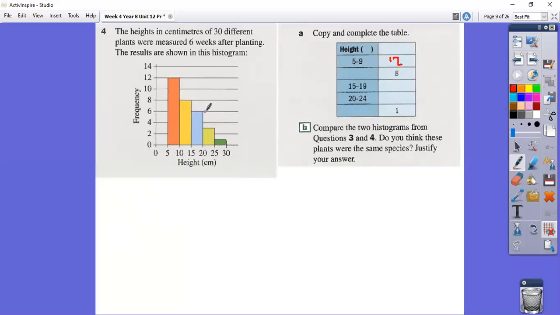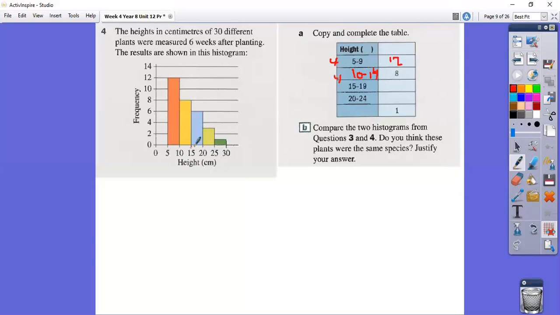Now what height gives you the frequency of 8? Well, you can read across here. So 8 was a height between 10 and, say, 14. Don't go to 15 because you don't want the overlaps here. So this goes 5 to 9, this goes 10 to 14. And again, you can see that there's a difference between the class intervals. The difference between the lower and upper limits is 4. So this will be 4, this is 4.